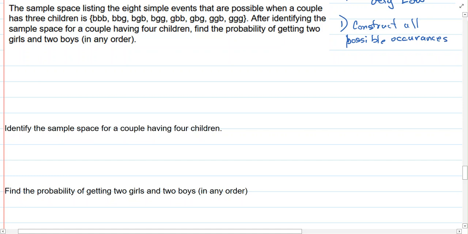The sample space listing the 8 sample events that are possible when a couple has 3 children is boy, boy, boy, boy, boy, girl, boy, girl, boy. Notice that order is important. Boy, girl, girl, girl, boy, boy, boy, girl, boy, girl, girl, girl, boy, girl, girl, girl, girl, girl, girl, girl. Okay. After identifying the sample space for the couple having 4 children, find the probability of getting 2 girls and 2 boys. All right. So we're going to construct that set.